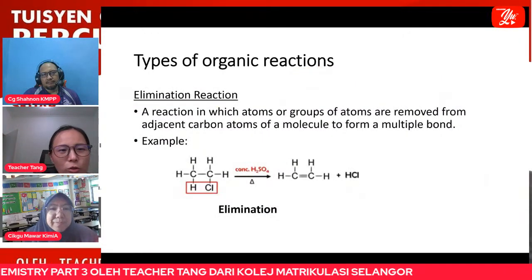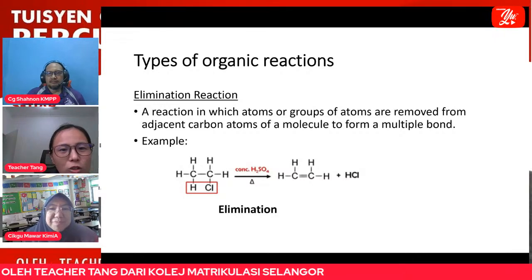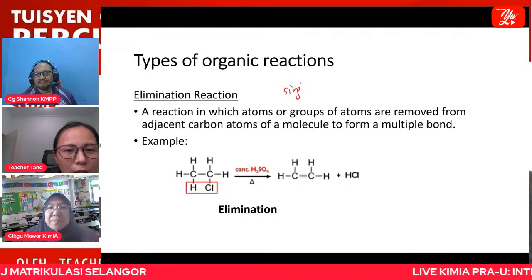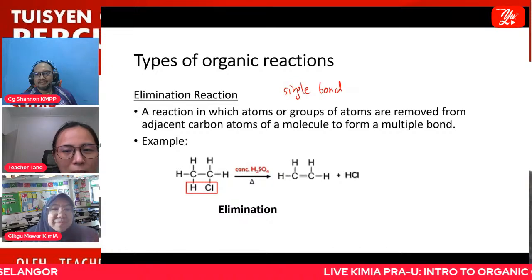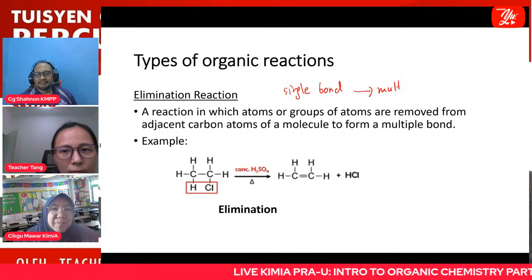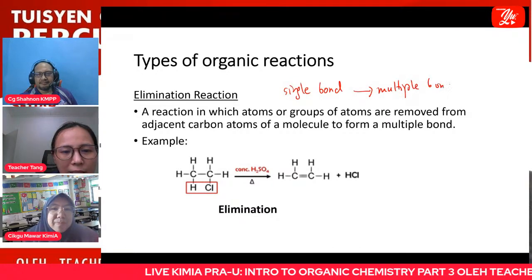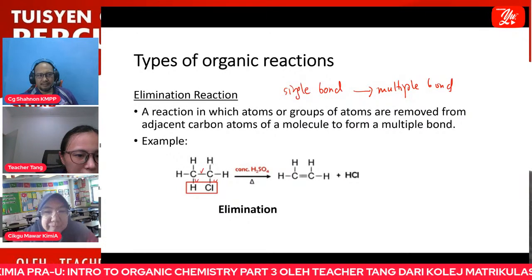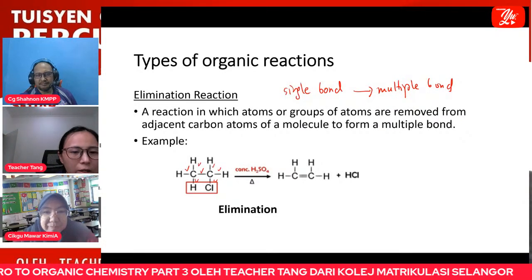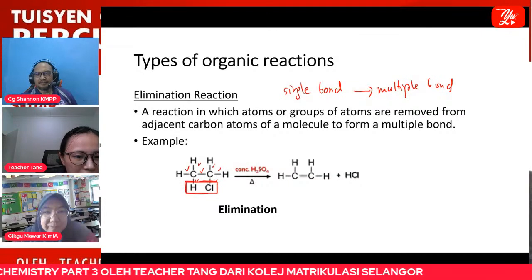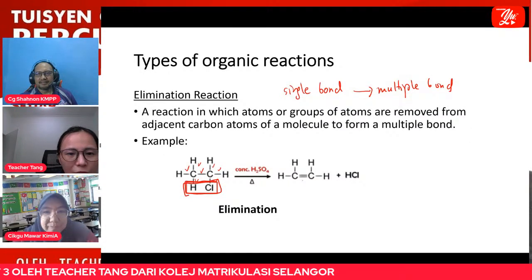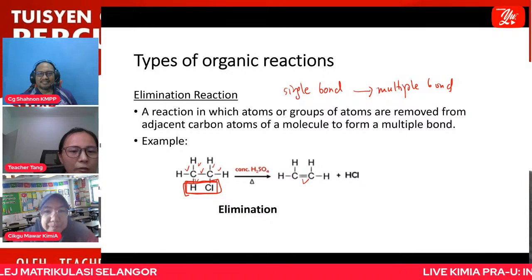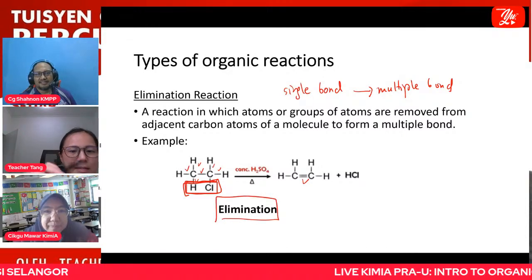Now we move on to look at elimination. Elimination, basically from single bond, it will form multiple bond. For example, inside here, all single bond. After elimination, a small molecule is eliminated, then it forms a double bond, a multiple bond. This type of reaction we call elimination.